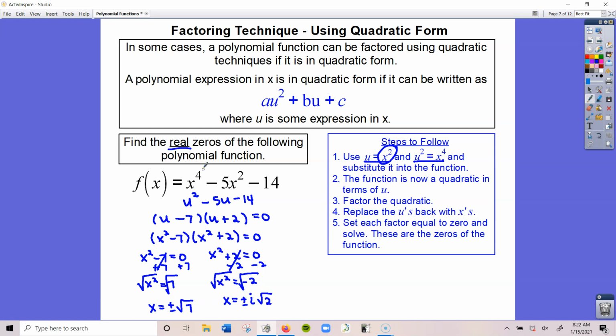So technically, this function should have 4 zeros, and we do. We have 2 real zeros and 2 imaginary zeros. So the ones that we are concerned with from a graphing perspective would be our real zeros. So this would be our solution. Let's practice this a little bit more.